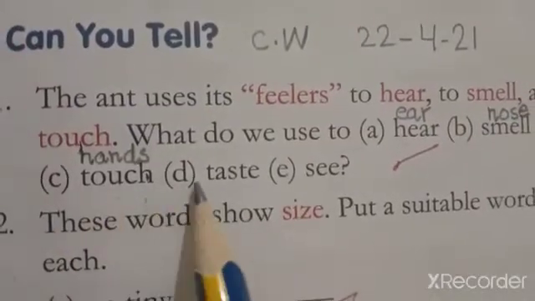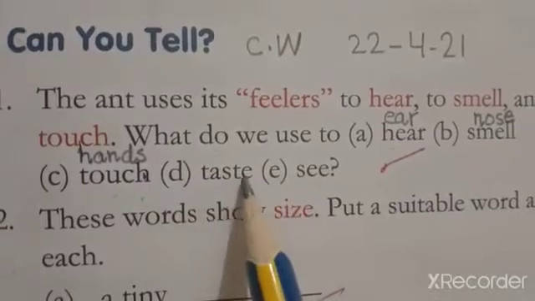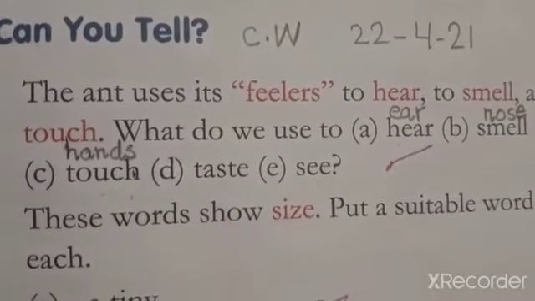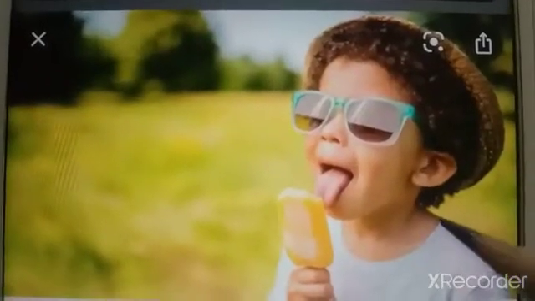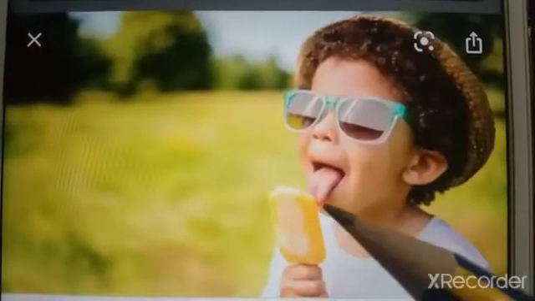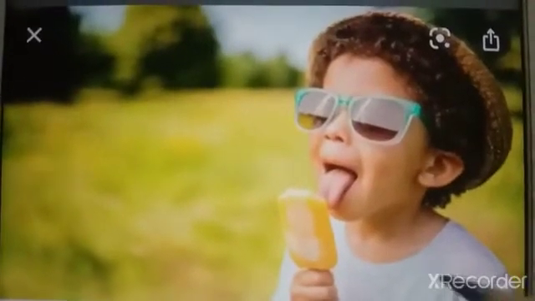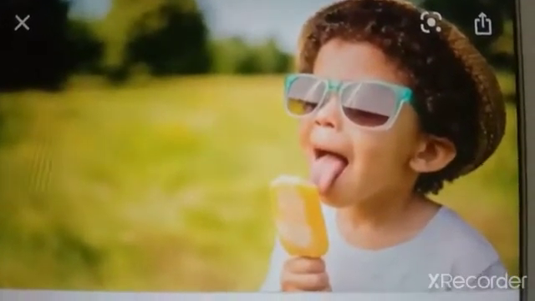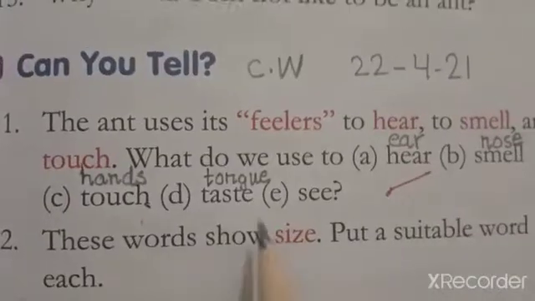After writing hands, you have to read out D part, that is taste. We taste with our, look here in this picture, the boy is tasting an ice cream with his, yes, it's a tongue. So we taste with our tongue. Write it here, TONGUE.